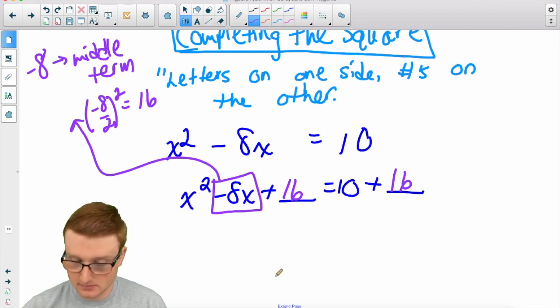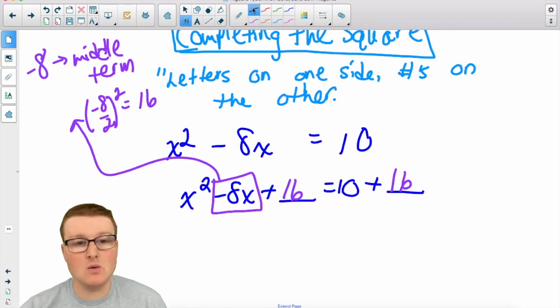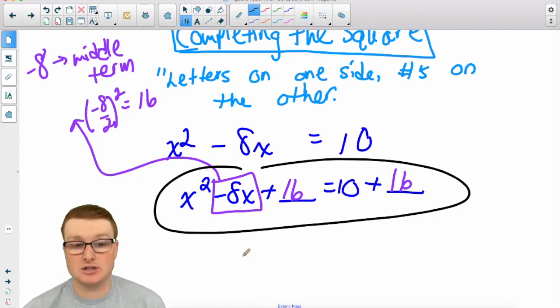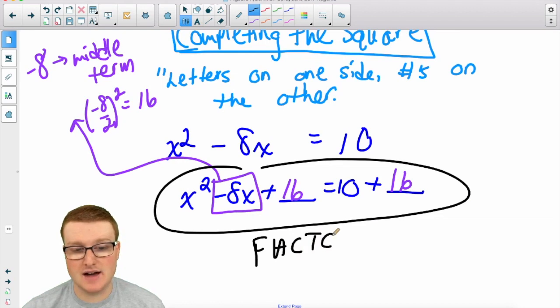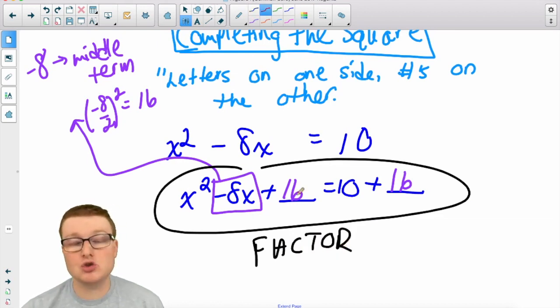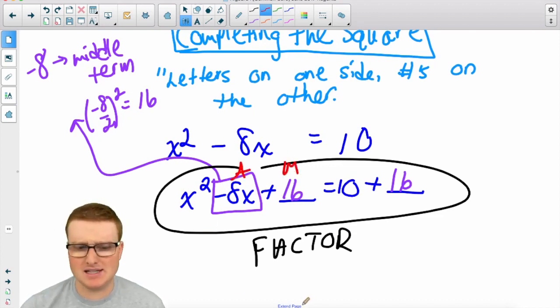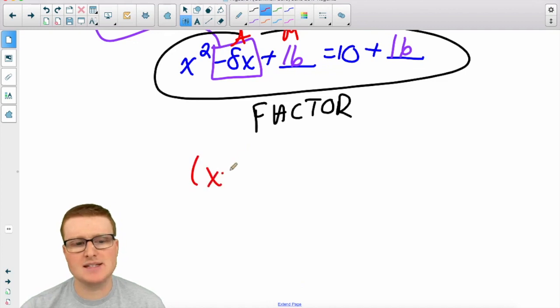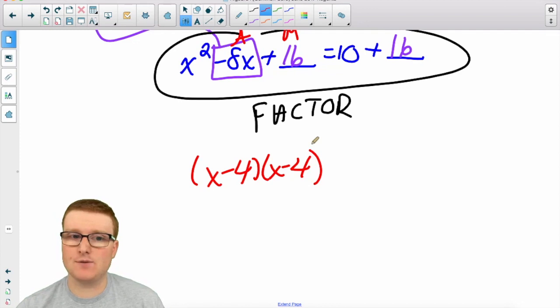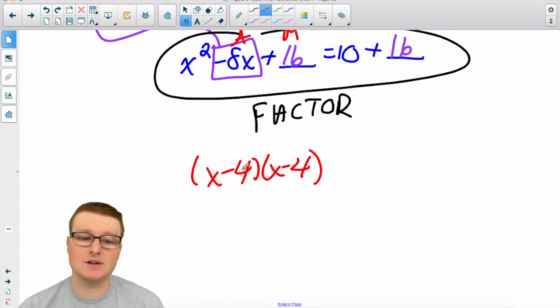Let's continue on. Now this is the spot where most people get messed up. We're like, all right, well, what do we do now? You need to factor. You need to factor this trinomial by the AM method. What adds to negative 8 and multiplies to give you positive 16? Well, your answer is x minus 4, x minus 4. Let's double check this. Negative 4 times negative 4 gives you a positive 16, and negative 4 plus a negative 4 gives you a negative 8.